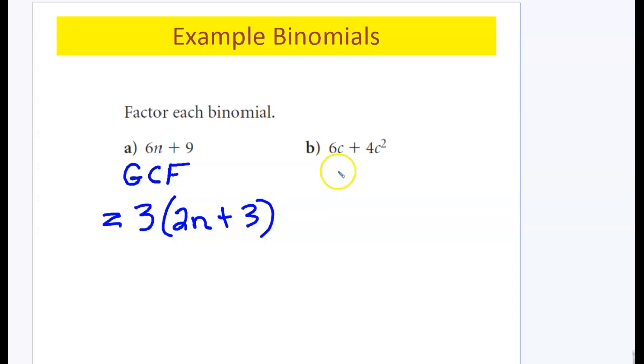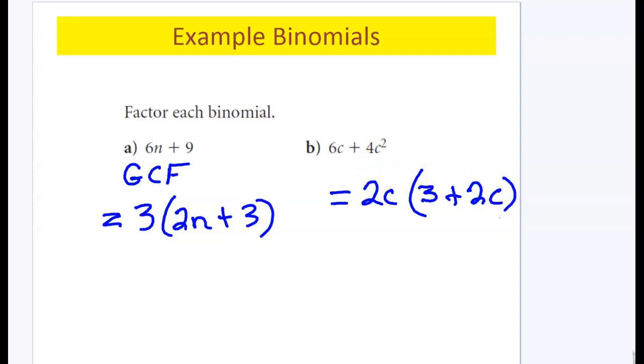In question B, I have 6c plus 4c squared. I look at the coefficients, 6 and 4. The greatest common factor is 2. And I have a c and a c squared, so I could also factor out a c. So 6c divided by 2c would be 3, and 4c squared divided by 2c would be 2c.